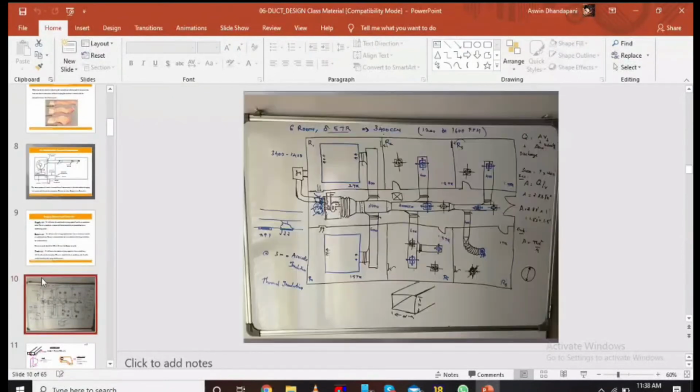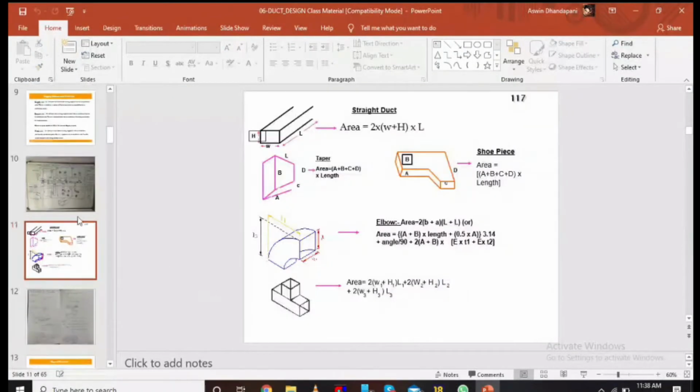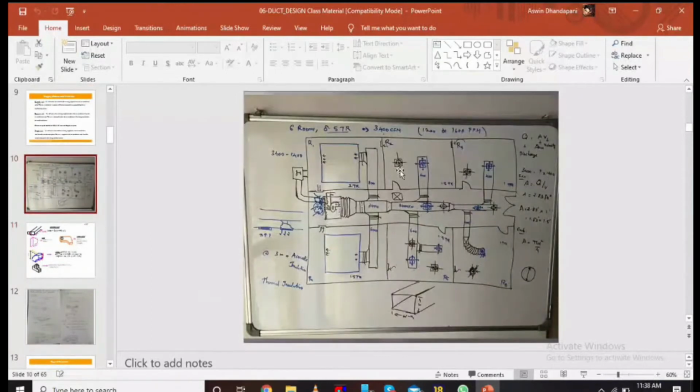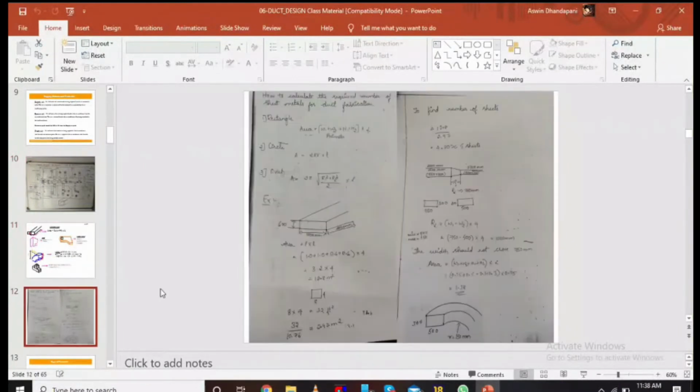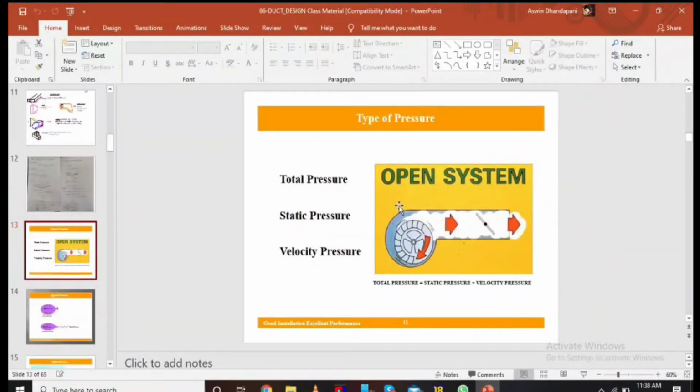You need to start with the types of pressure. Yeah, this one only. All the distribution components, you have diffusers, grills, whatever it is, ducting, everything you told. Yesterday I have seen all the calculations, that is done. Okay, then today, types of pressures.